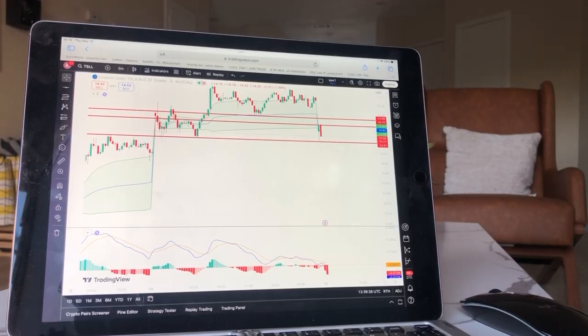Look at that. What do you guys think? Do you guys think it wants to close this previous gap or this current gap? You guys let me know. Let me see if you've been paying attention. Let's go.